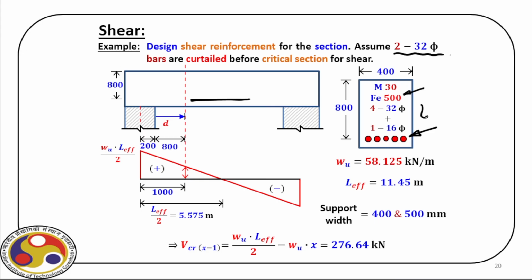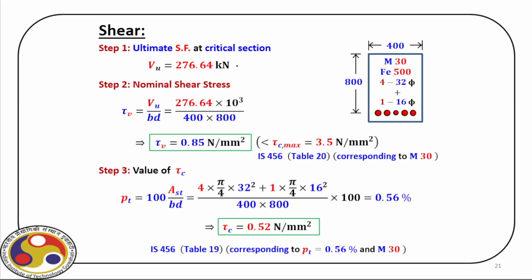Now, out of this combination, as we go to the critical section, we have curtailed two 32 phi bars. So that means we have two 32 phi plus 1 16 phi. And then for this problem, we are given this UDL, and the effective length here is 11.45 meter. Then at the critical section, we can find out the value of shear force, which is 276.64 kilonewton. Then we have to design against this value.